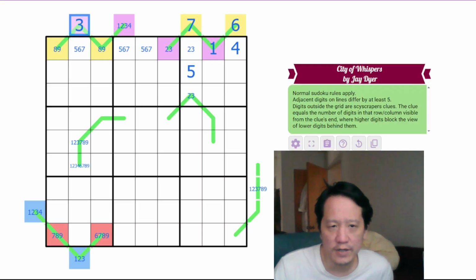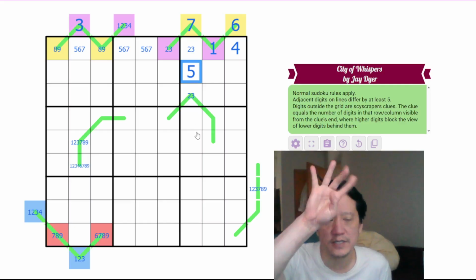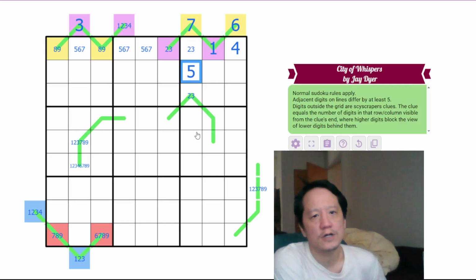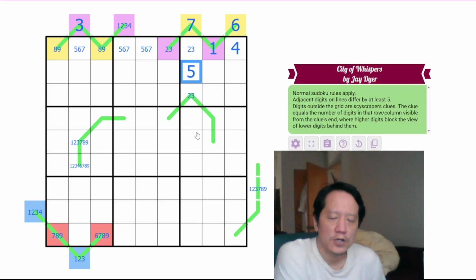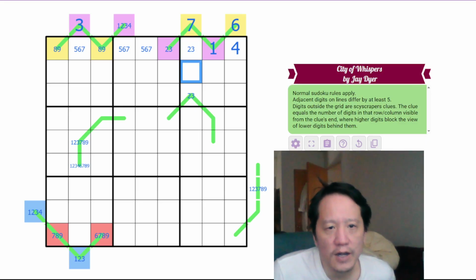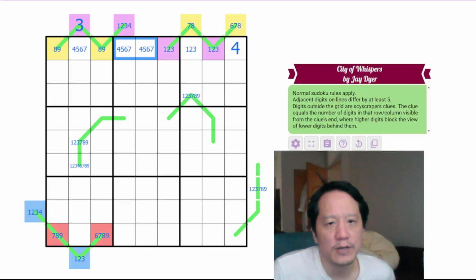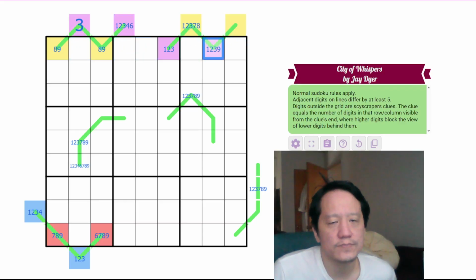And we've gotten a contradiction there. Because this sees 1, 2, and then 6, 7, 8, 9, which is only 4. So that's too small. That's the reason why we know that we were going down the right path, with the pinks here being high instead of low. So the pinks are high, and the yellows are low here.